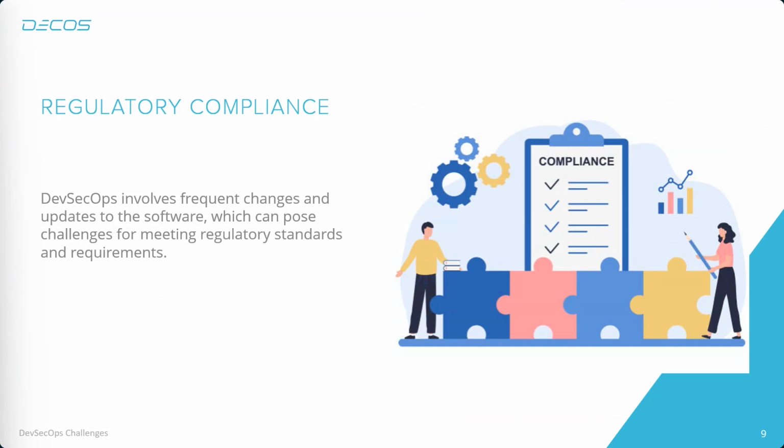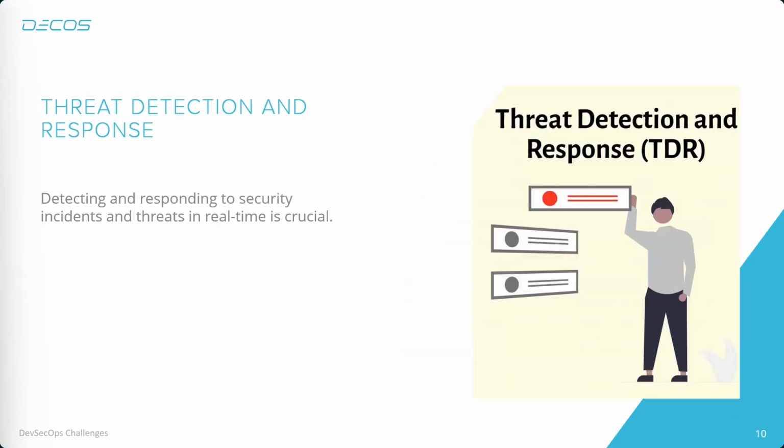Let's talk about the next challenge, regulatory compliance. Ensuring that DevSecOps practices meet regulatory and compliance requirements is essential, especially in industries with strict security regulations, for example, healthcare and finance. Adhering to these regulations can be a challenging one. Next, we have threat detection and response. Detecting and responding to security incidents and threats in real time is crucial. So building and maintaining effective threat detection and response capabilities can be a significant challenge.